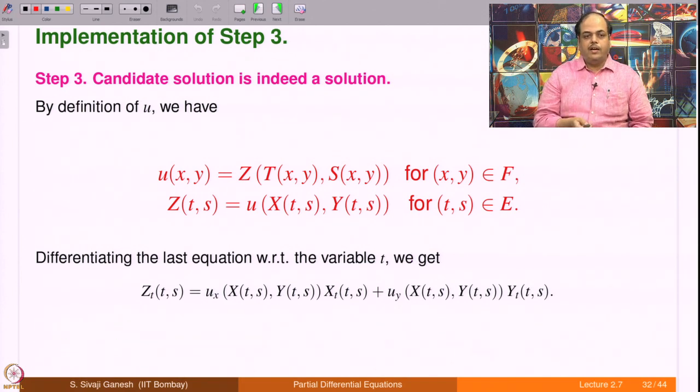Now, why did we not choose the first equation? We could have chosen that, differentiate with respect to x, with respect to y, go back and substitute in the equation and check whether it is satisfied or not.